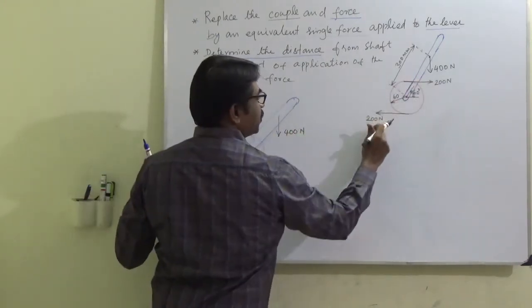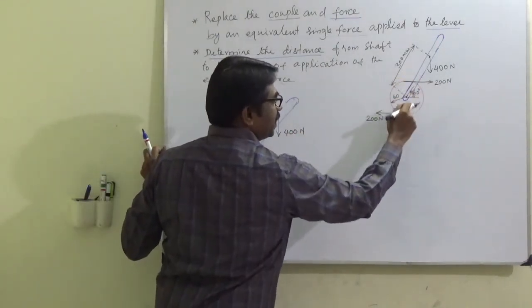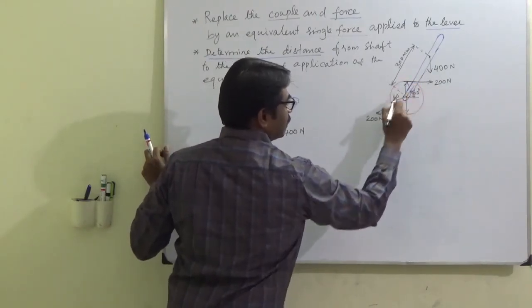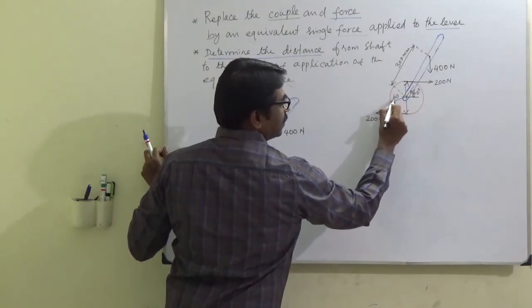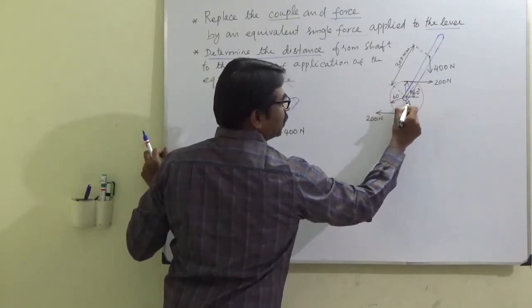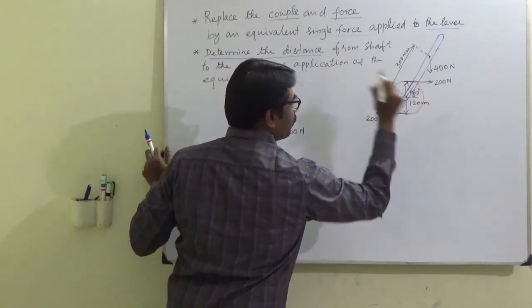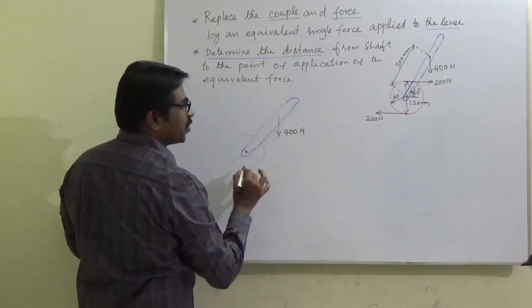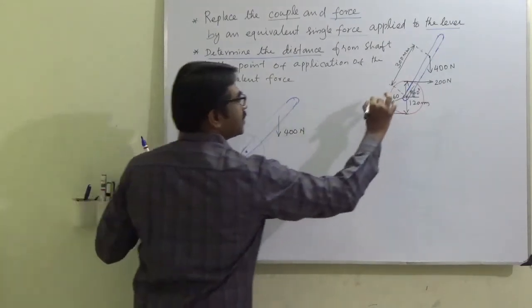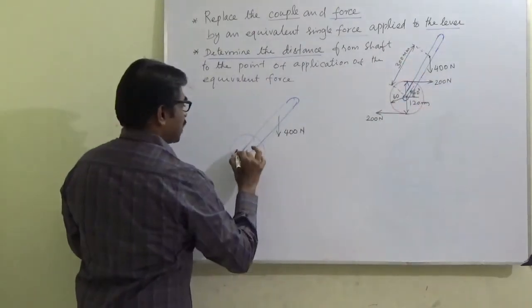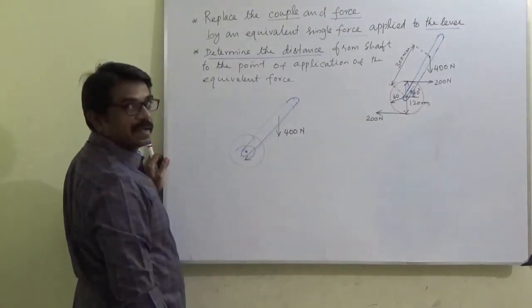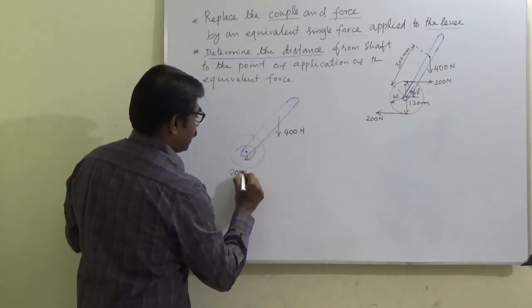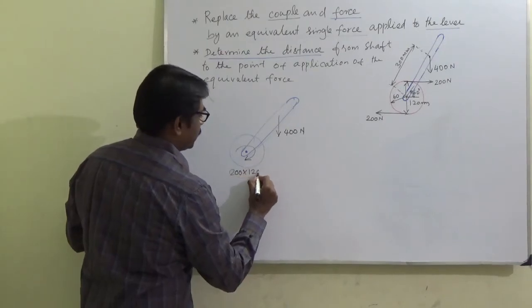So this 200, 200, what is the distance between the forces? This D, that is 2R, so 120 mm. So the distance is 120 mm and the force is 200 Newton and it is a clockwise couple. So this is the couple and the magnitude of that is 200 into 120.